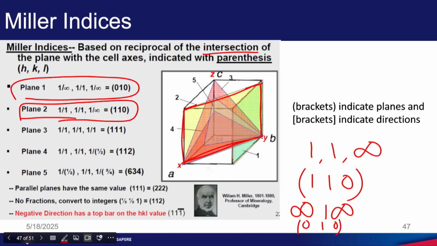So, when we talk about XRD, the normal brackets indicate crystalline planes and the square brackets indicate directions.